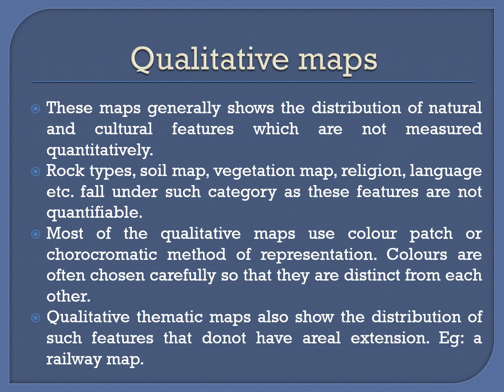What is a qualitative map? A qualitative map means that both the construction as well as the final output or the appearance will be qualitative in nature. That means a qualitative map is one which is qualitative in construction as well as in appearance. These maps generally show the distribution of cultural or natural features which are not measured quantitatively. Here, quantitative measurement is not at all considered. Consider a rock type or a soil map. We are not quantitatively measuring how much or what is the type.